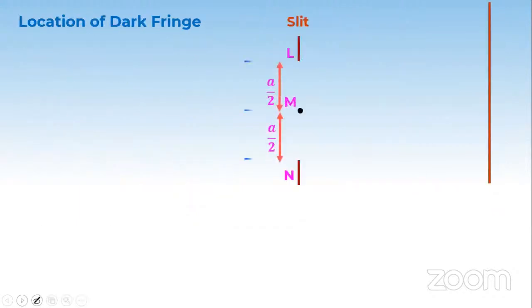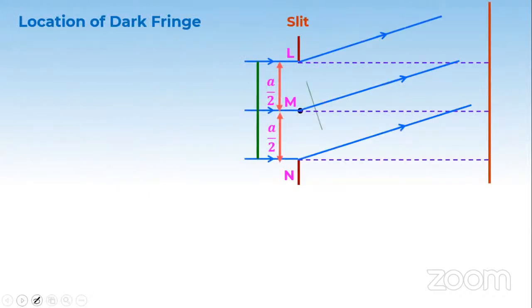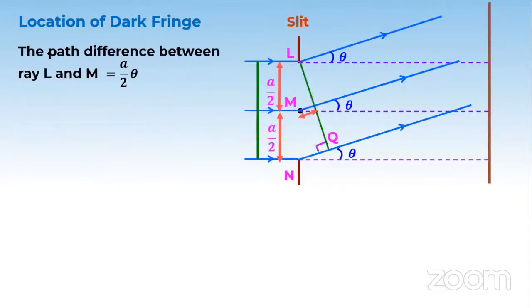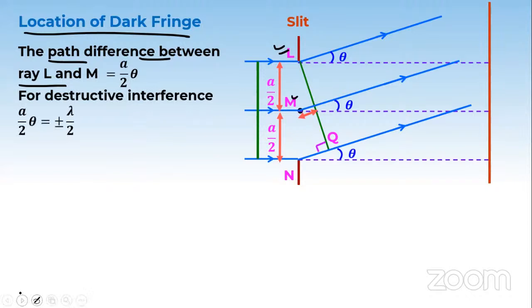Now we'll see the location of the dark fringes, students. So you must understand this. The path difference between the rays L and M, suppose this is a ray L and this is M. Again, we'll find the path difference and the condition of the dark fringe. For destructive interference, we're now taking the distance as only a by 2.